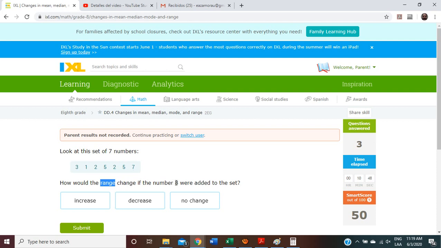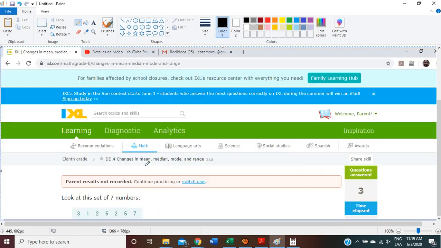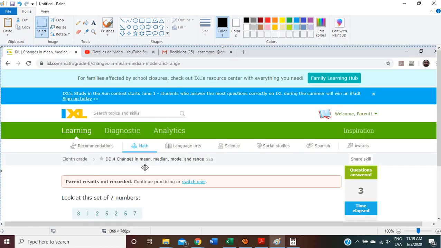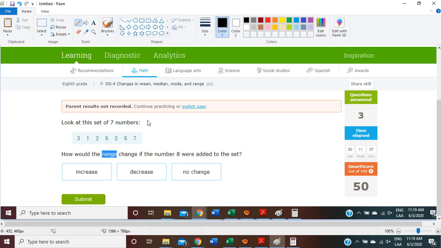So if the number 8 were added to the set, imagine that instead of only having 7 numbers, we have 8 numbers, and that the 8th number is an 8. So what is the new range going to be? So from 1 to 8, let me write it so you can see it. Okay, so the new range, if we have an extra number, which is an 8, from 1 to 8 is going to be 7.